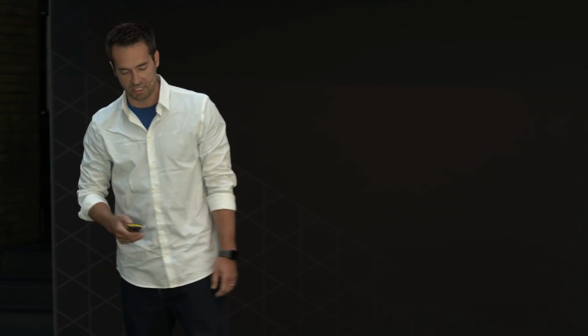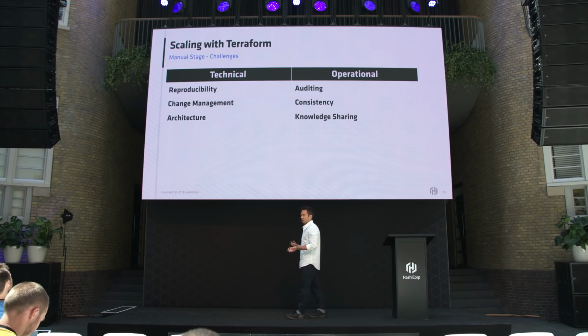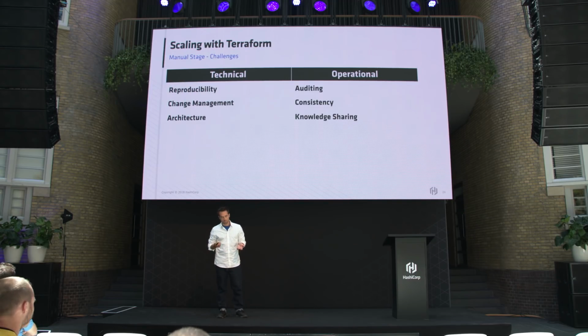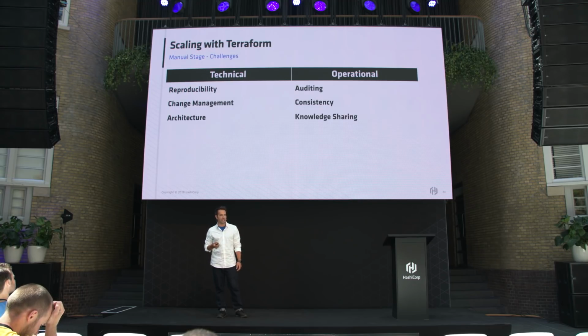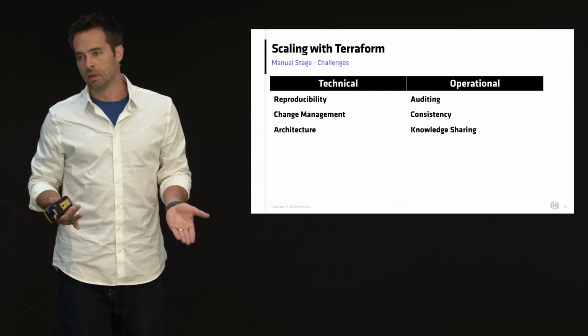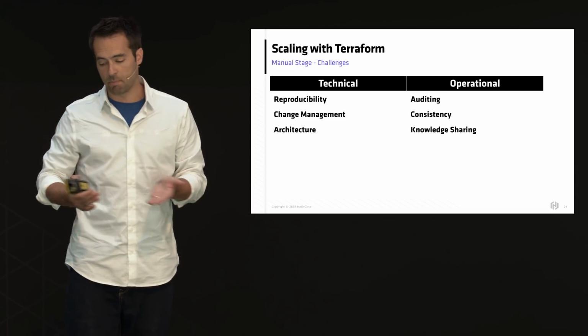So, what are the challenges that we see in this stage? Well, we see similar challenges across many stages. Technical challenges like reproducibility, change management, architecture. Then we have organizational things like auditing, consistency, and knowledge sharing. So, reproducibility. Can we remake our environment? If something catastrophic happens, can we get back to where we are? Architecture. What do we even have? Like, what components actually make up our application?